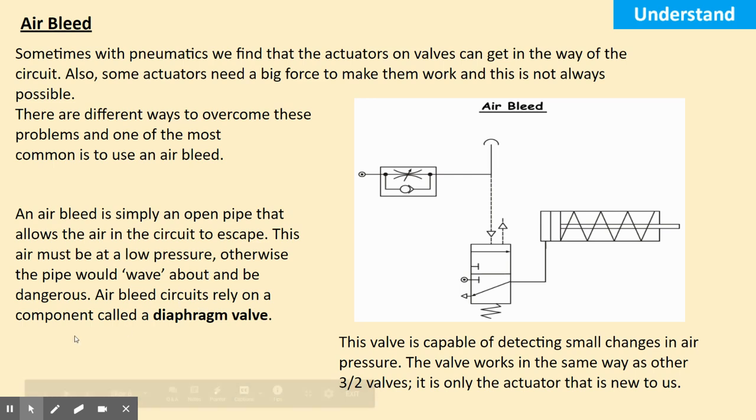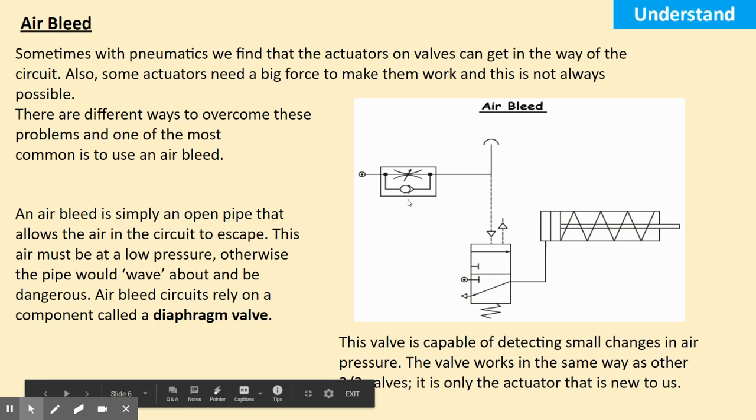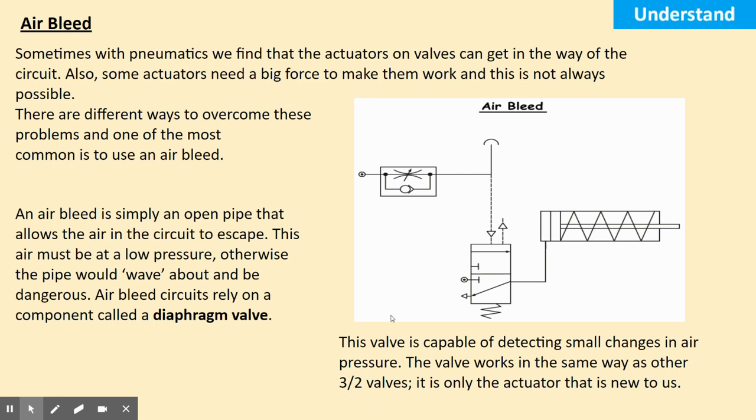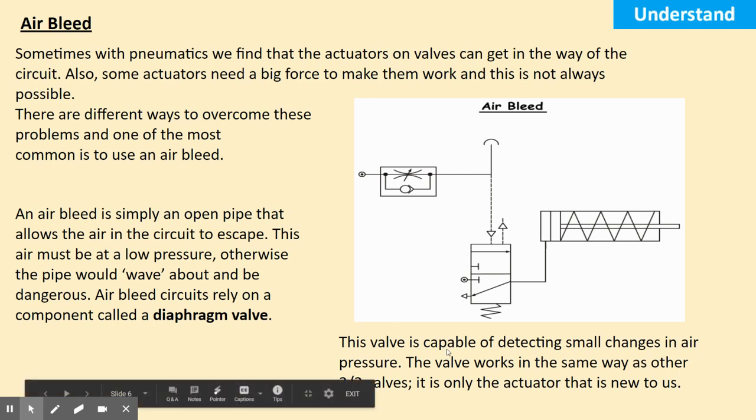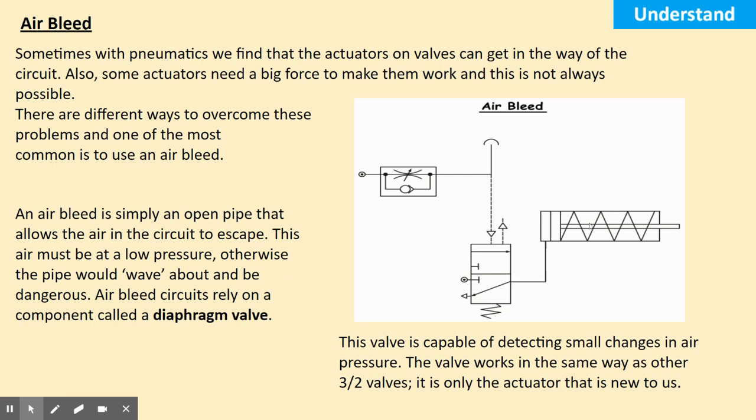Air bleed circuits rely on a component called the diaphragm valve. So this is the diaphragm here. And this valve is capable of detecting small changes in air pressure. The valve works in the same way as other 3-2 valves. It is only the actuator that is new. So again, that square will come down here, allow air to go through, and vice versa with the spring.